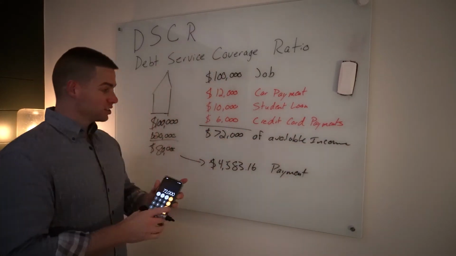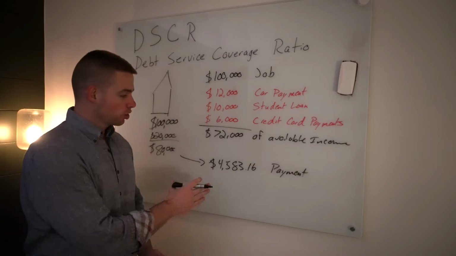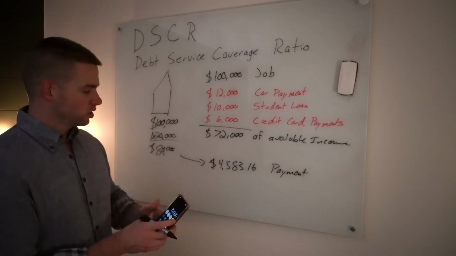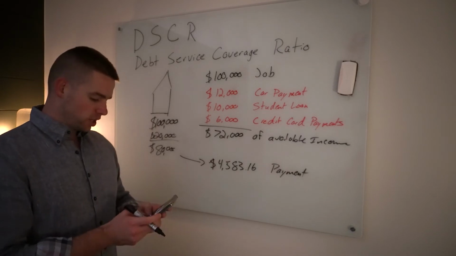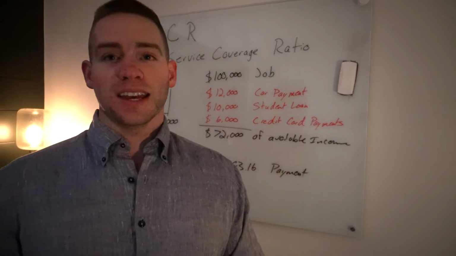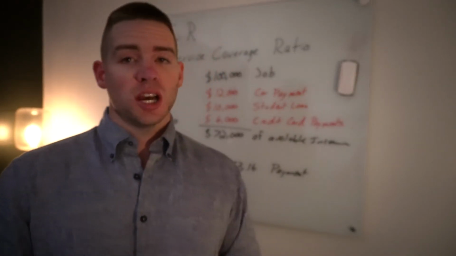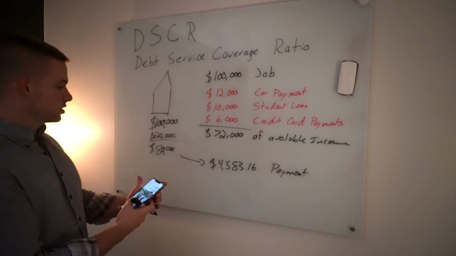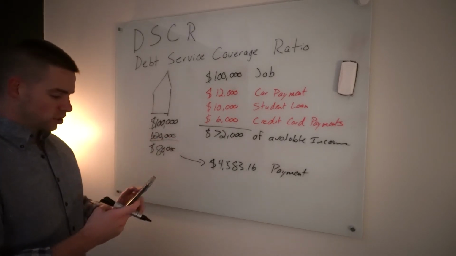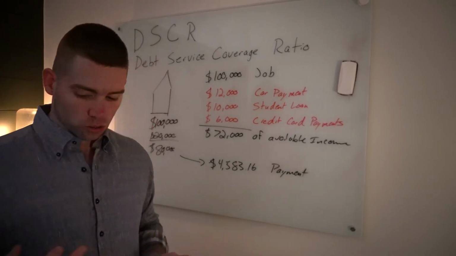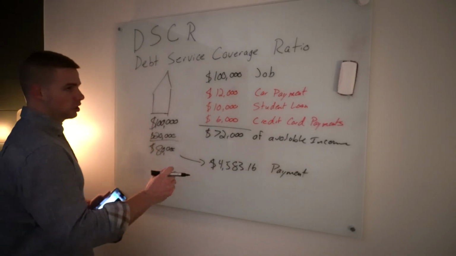Okay, and so obviously in this situation, our debt service coverage ratio is going to be huge, right? What we do is take $72,000 divided by $4,583. Okay, and that would give us a 15.7 debt service coverage ratio, which is huge, and that would be really, really strong. But let's say, for example, that instead of doing a $100,000 home, we were going to do, let's say, an $800,000 home. So let's go take a look at $800,000.